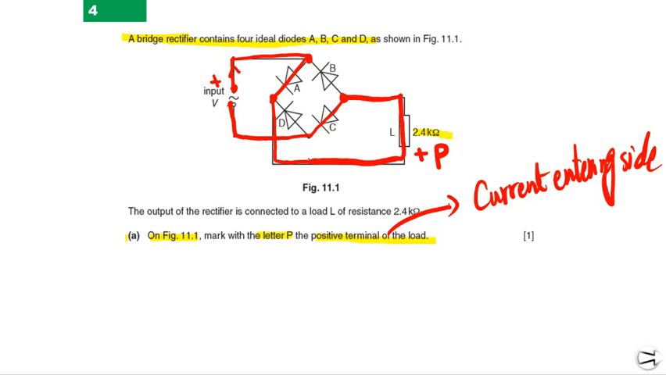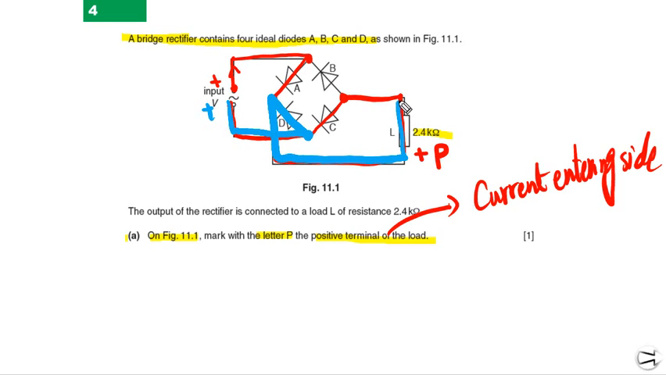We also need to understand the second case when the lower side is positive. Meaning when this side becomes positive, current will flow this way. Current will enter and then go like this. At this point, it will pass through D and then current will flow like this.